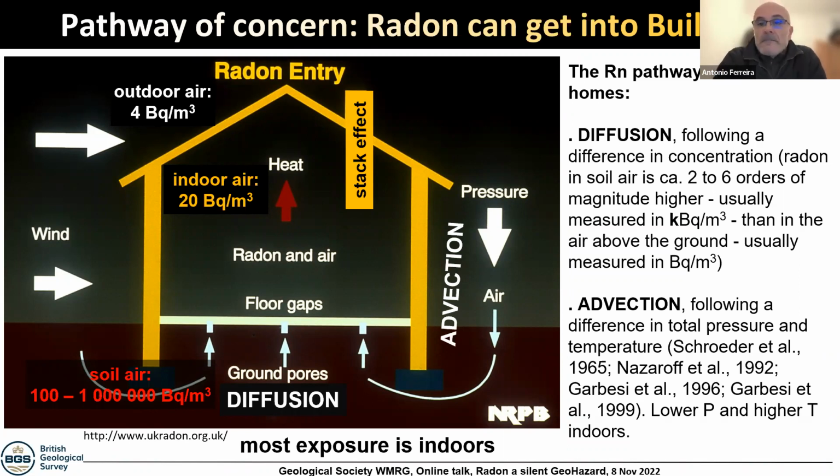These physical phenomena force radon from soil air into buildings through gaps, cracks and joints in the floor. In the UK, radon indoors averages around 20 becquerels per cubic meter, but levels above 10,000 becquerels per cubic meter have already been measured. Typically, basements and cellars show the highest levels, followed by ground floors. Indoor radon varies with time, as weather does.